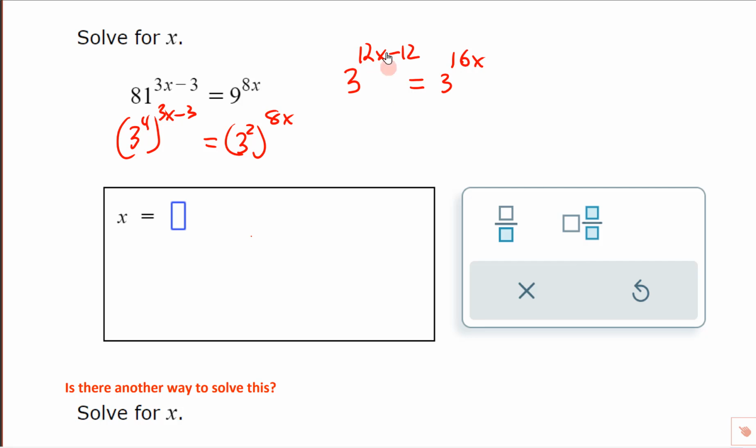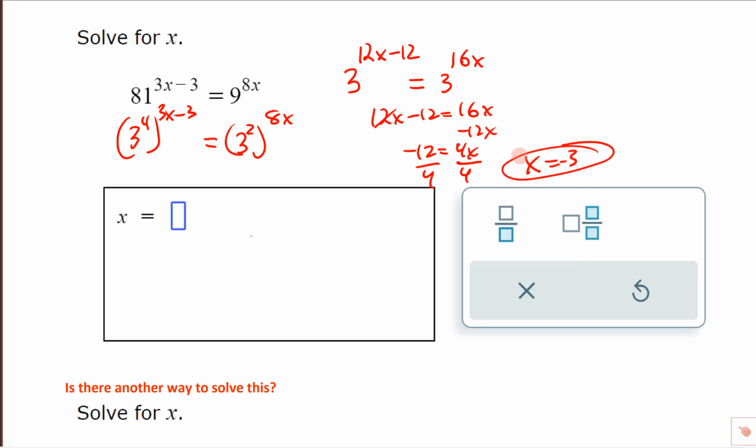Okay. So let's see, I get to drop the bases. So 12x minus 12 equals 16x. Don't forget that. Move the 12x over. So we've got negative 12 equals 4x. Divide by 4, and we end up with x equals negative 3. So the answer on this one would be negative 3.